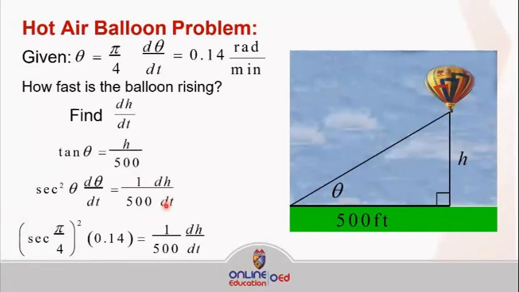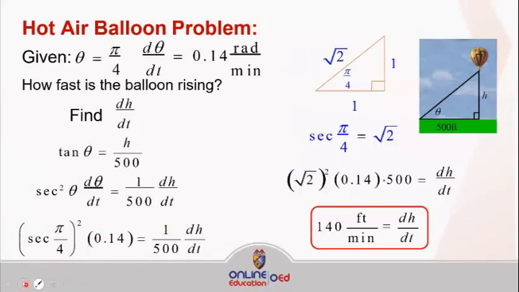And same lang with our problem. Since given na naman natin again yung theta natin, given na rin yung d theta over dt or the theta with respect to time, and also yung 1 over 500 natin na to. So, palitan lang natin yung mga value na given natin. So, for the secant squared theta, pwede natin gawin na secant pi over 4 na siya since ito yung theta na given natin, and then squared lang natin. And then for the d theta over the dt, given na naman yung 0.14 and also the value of 1 over 500. So, as is naman siya. And solve lang natin siya.